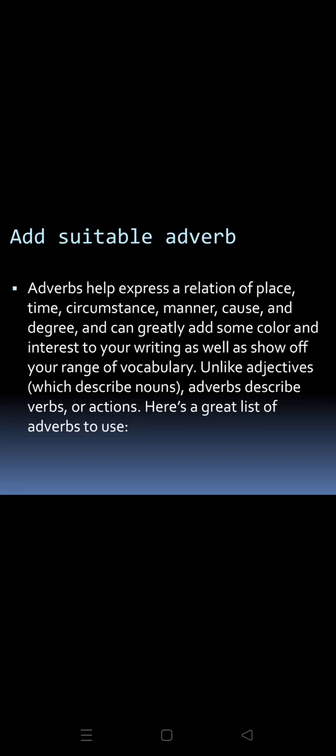Now, adverbs help express a relation of place, time, circumstance, manner, cause, and degree, and can greatly add some color and interest to your writing, as well as show off your range of vocabulary. Unlike adjectives, adverbs describe verbs or actions. Here is a great list of adverbs to be used.